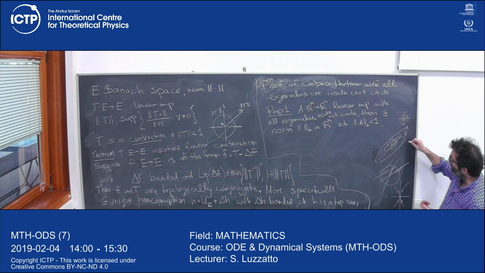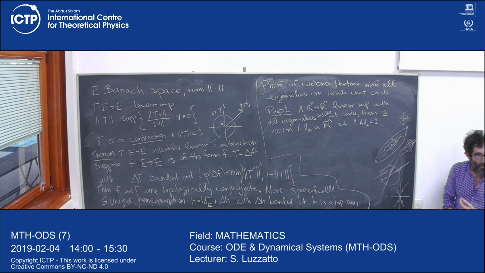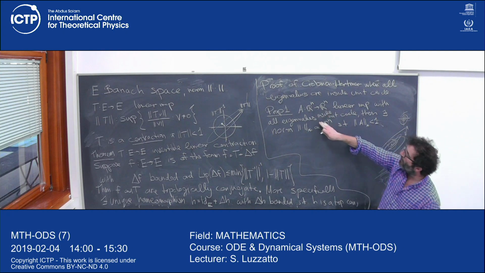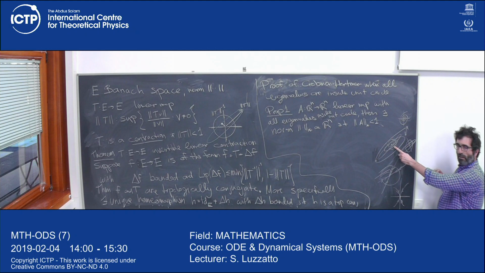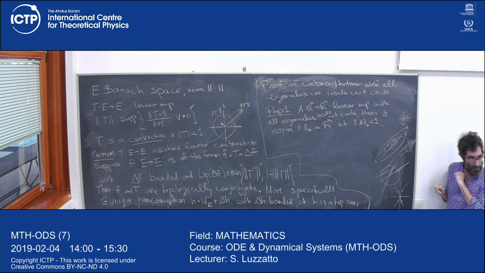And then how do you know if in fact it's not a saddle? Maybe it's a saddle point, right? Where this maps to a saddle point like this. If you just look at the circle that maps to an ellipse, you don't know what happens. Okay? So just because all eigenvalues are inside the unit circle, it does not mean that the map is contracting.